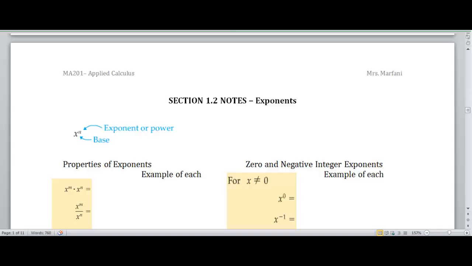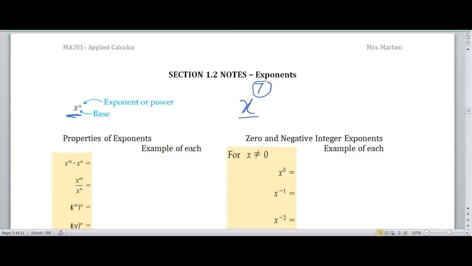So you can see when you write exponents, you always have a base, so the base here is x, and you always have an exponent. So if I write x to the 7th, okay, the base is x and my exponent is 7. Okay? Let's look at some properties of exponents.